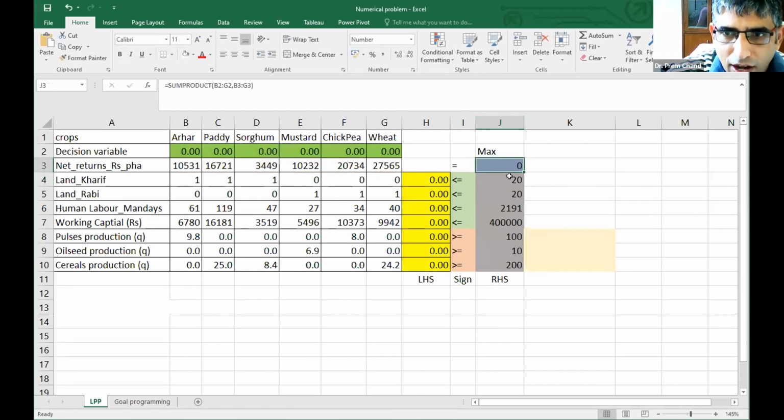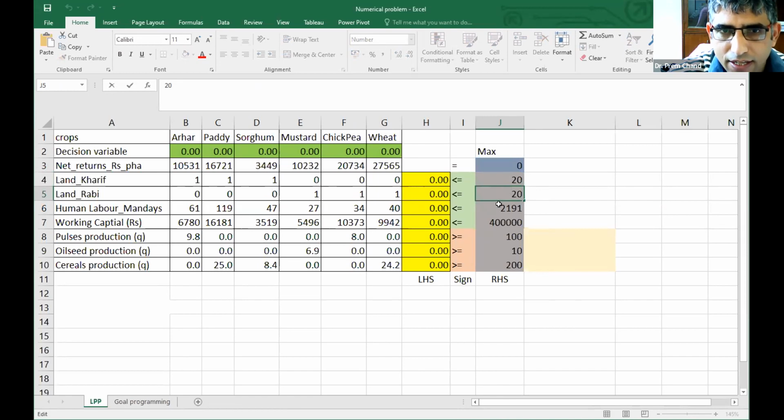I said that he has only 20 hectare of land. So he has 20 hectare of land. So here I have put 20 and 20. Of course, it will be available in both the seasons.